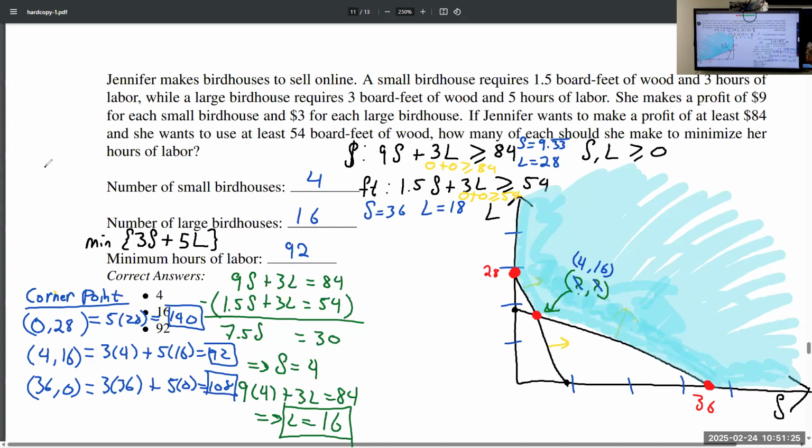So there is no maximum, but there is a minimum, and so we can keep going up. There's no maximum. You can just keep going up, up, up. So you can spend an infinite amount of time to make an infinite amount of birdhouses, but not a minimum. There is no max.